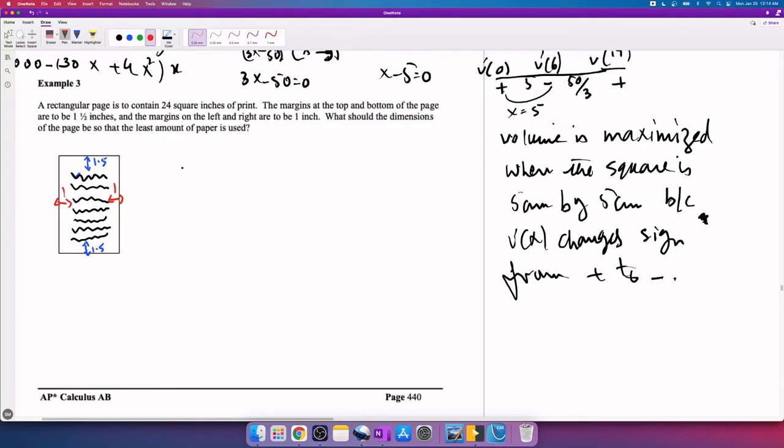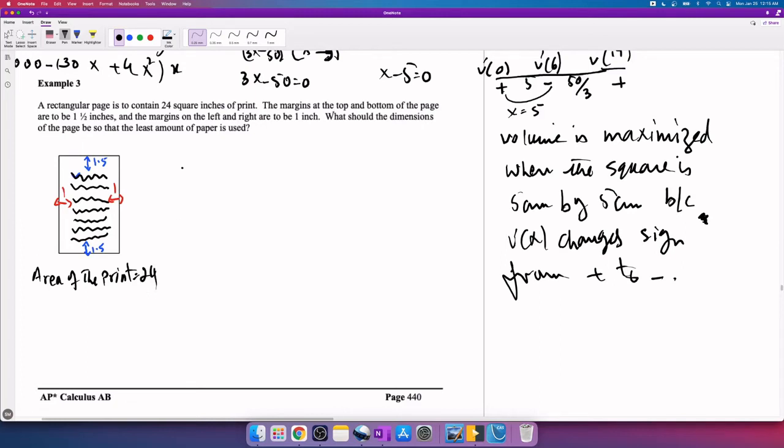Number 3, a rectangular page is to contain 24 square inches of print. So these squiggly lines are my print. The area that contains just the print is 24 square inches. So what does that mean? It means the area of the print is equal to 24 square inches.